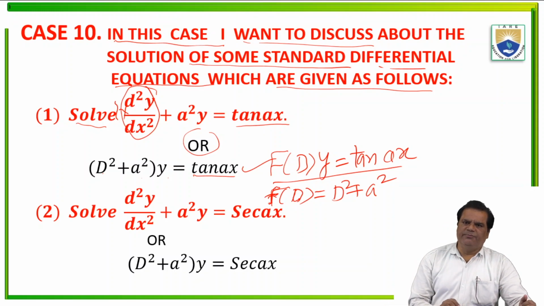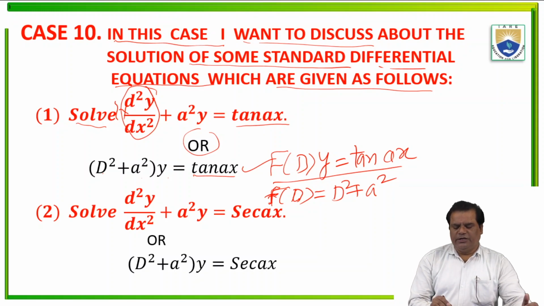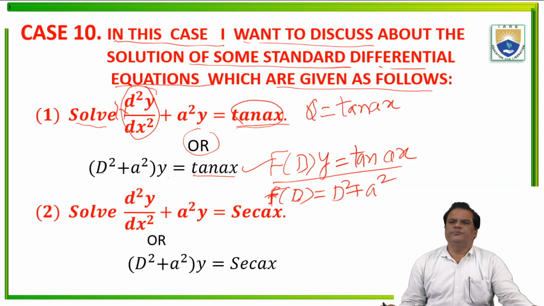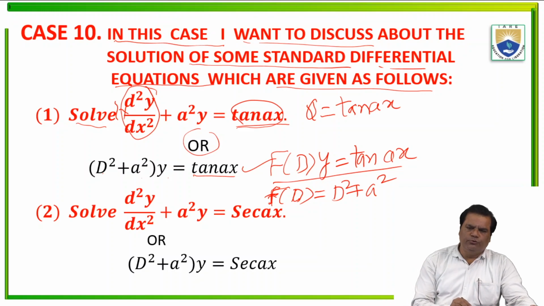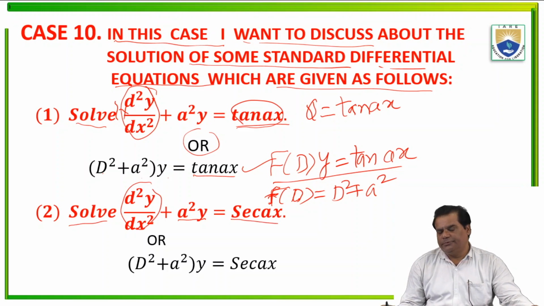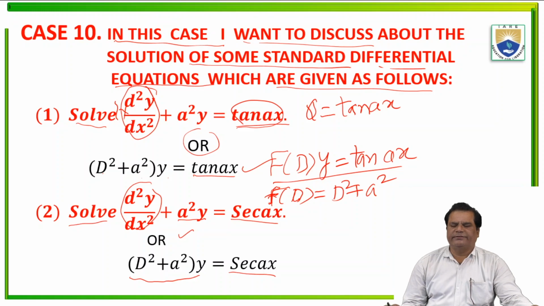Now the other equations are the same. Here Q changes. In these equations, the value of Q changes. Here Q is tan ax. Now problem 2: solve d2y over dx2 plus a square y equal to sec ax. Or we can write this problem 2 as D square plus a square y equal to sec ax. Here Q is sec ax.